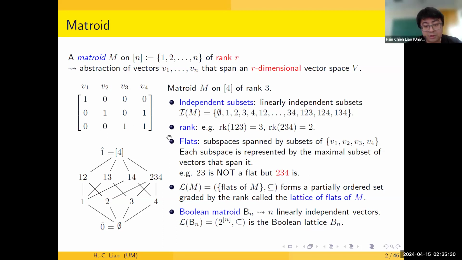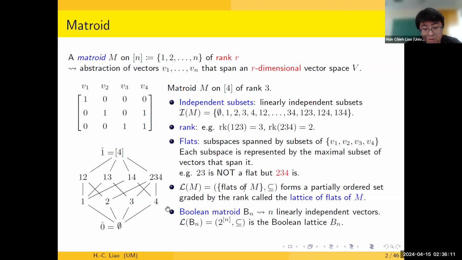If we collect all these flats of the matroid and consider their containment relation, then we form a partially ordered set graded by the rank, which we call the lattice of flats of the matroid. On the left-hand side is the Hasse diagram of this poset. When we have a poset like this with a unique maximum element, we usually denote it as 1-hat, and when it has a minimal element, the convention is to denote it as 0-hat.